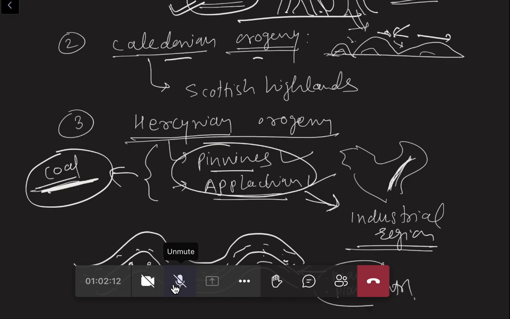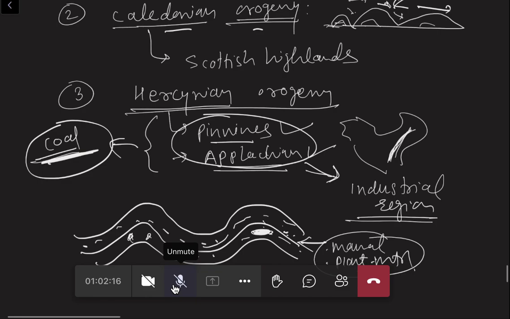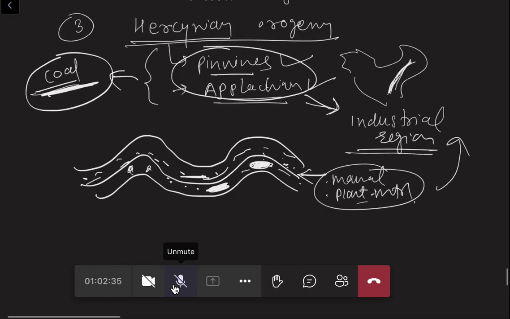Okay, and this plant material, mammals, whatnot, the animals, they get transformed into the coal. They may get transformed into the liquid, that is crude oil. Yes, so this is found in these sedimentary rocks. That's why this region is industrially very rich. Now, this fourth type of mountain orogeny is tertiary mountain orogeny, and this is very latest.